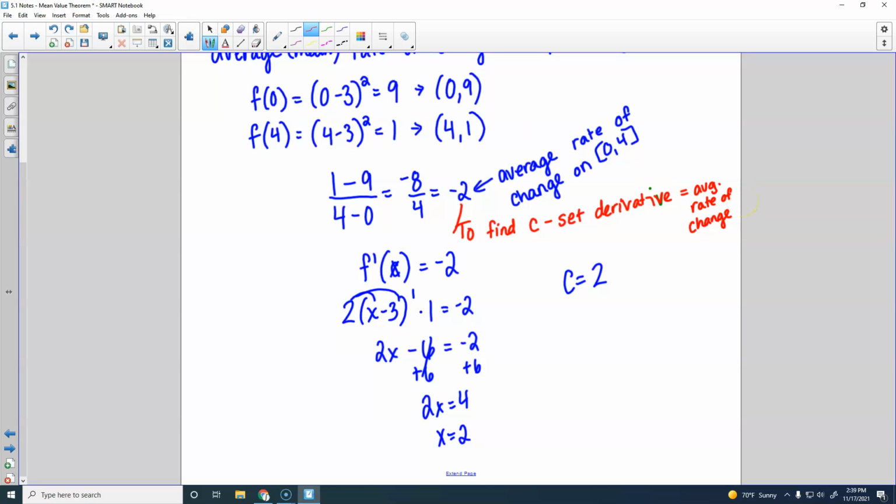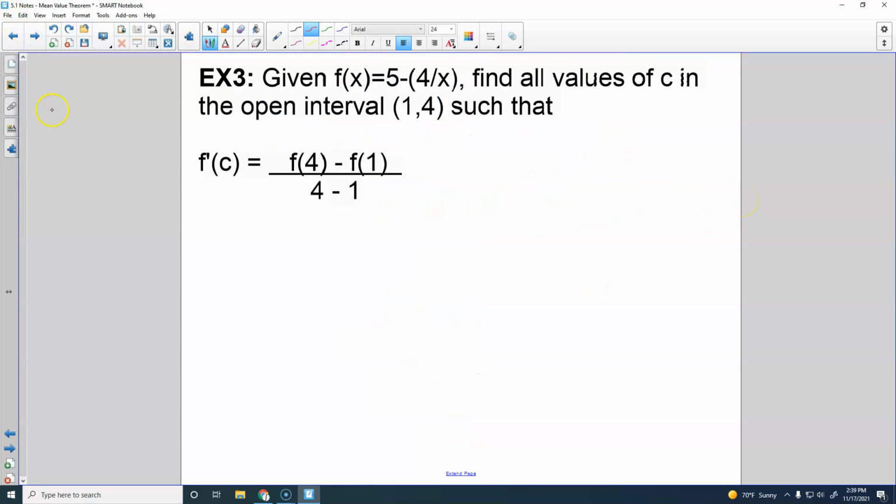Okay, all right, let's try another problem. Now that last problem said mean value theorem. Another thing you see a lot is problems that don't tell you it's the mean value theorem. So this says given f of x equals 5 minus 4 over x, find all values of c in the open interval from 1 to 4 such that f prime of c equals f of 4 minus f of 1 over 4 minus 1.